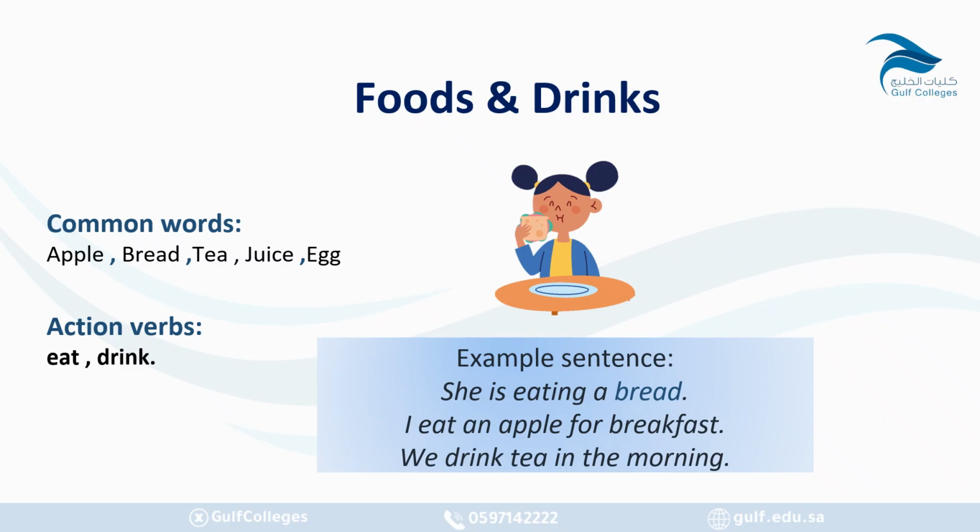Food and drinks are part of daily life. The examples are apple, bread, tea, juice, and egg. Let's see the sentences. She is eating a bread. I eat an apple for breakfast. We drink tea in the morning. We also have action verbs that you can use. Eat and drink.